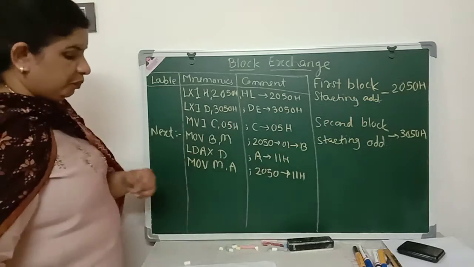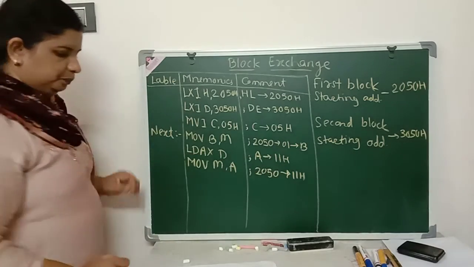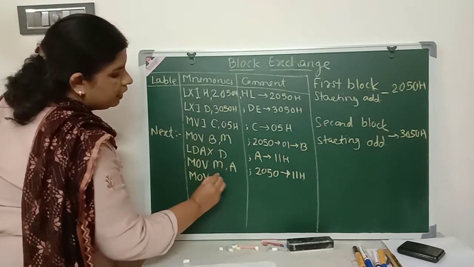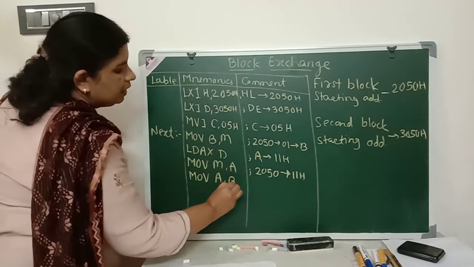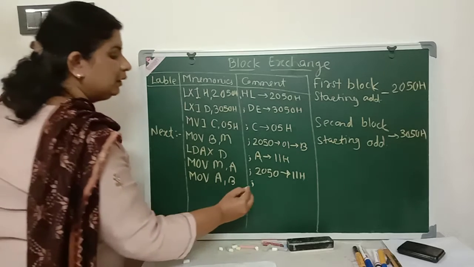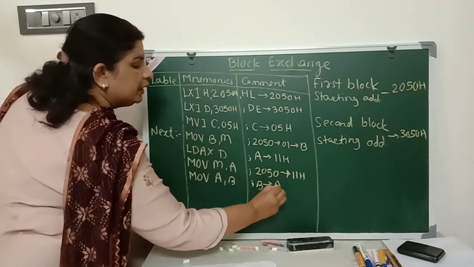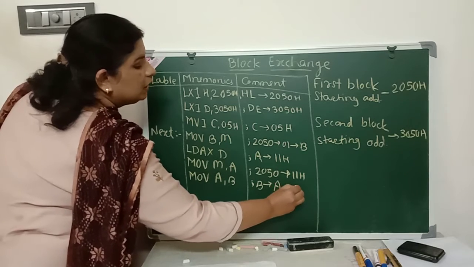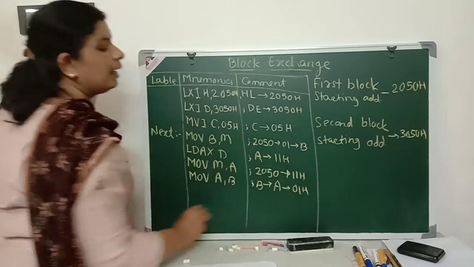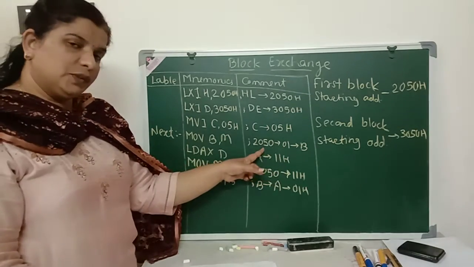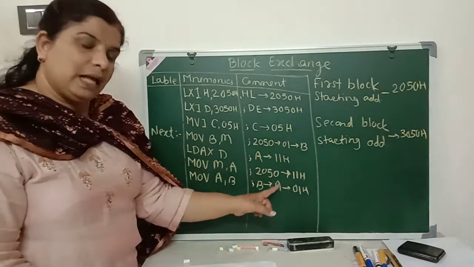Okay. So what will you do here now? I will write the instruction MOV A, B. So with this what will happen? The contents of B will be copied to accumulator. Okay. And what are those contents? Those are 01H. So 01, which is the first data of 2050, will come in accumulator.